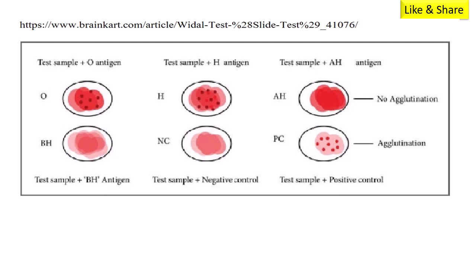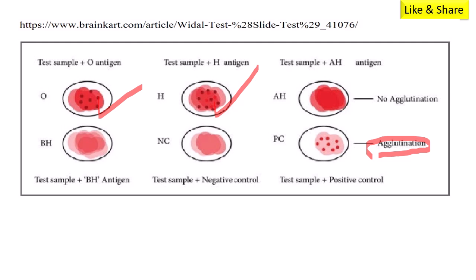After it, the glass slide is rocked for 1 minute. Meanwhile, this antigen-antibody reaction is completed, and we see the agglutination like this. Agglutination is present here, but where there is no agglutination, it means there are no antibodies in this serum.